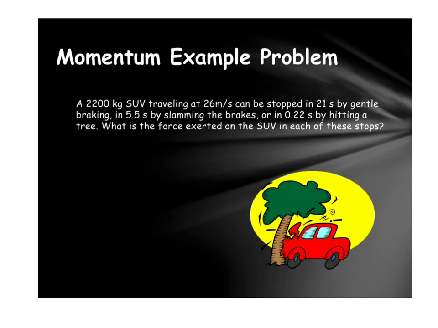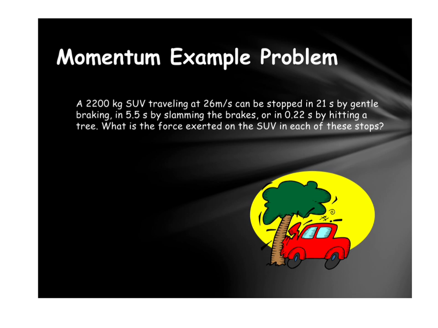So let's do a problem where we have to do that kind of. We have a 2,200 kilogram SUV, and it's traveling 26 meters per second. And basically there are three ways we're going to stop this SUV. We're going to stop like a normal stop, gentle application of the brakes, and it'll take 21 seconds to stop it. Or we can see something running into the road in front of us.